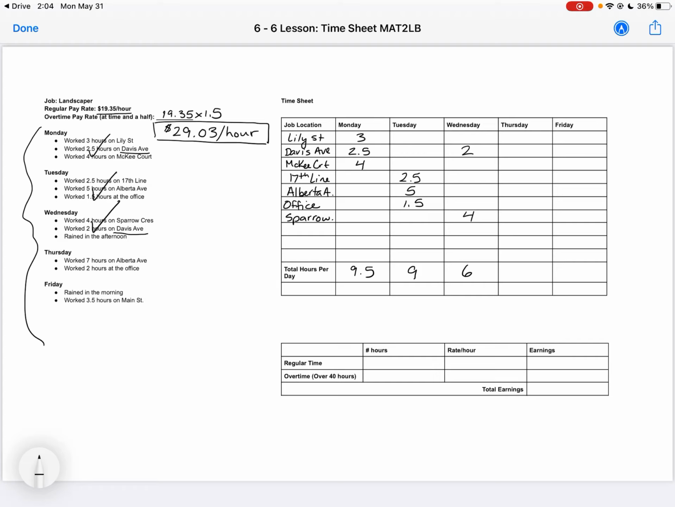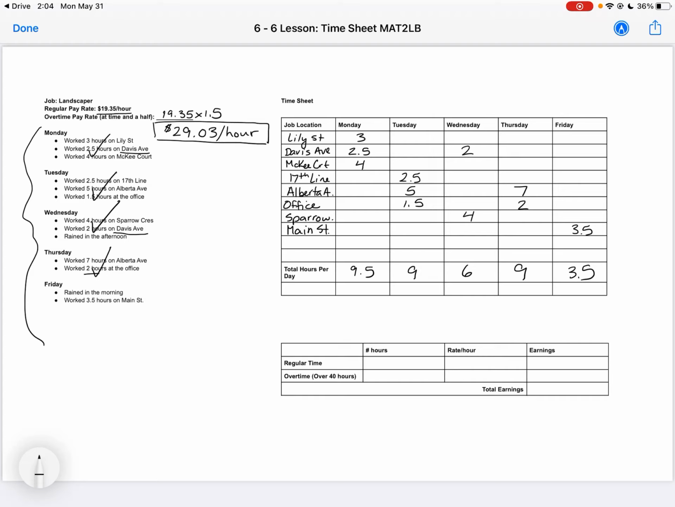So now I'm filling in Thursday. I worked on Alberta Avenue again for 7 hours. And then I worked for 2 hours at the office. So back up to a total of 9 hours. And then on Friday, it rained in the morning. So I only got to work on Main Street for 3.5 hours. So those were all the hours that I worked on Friday.